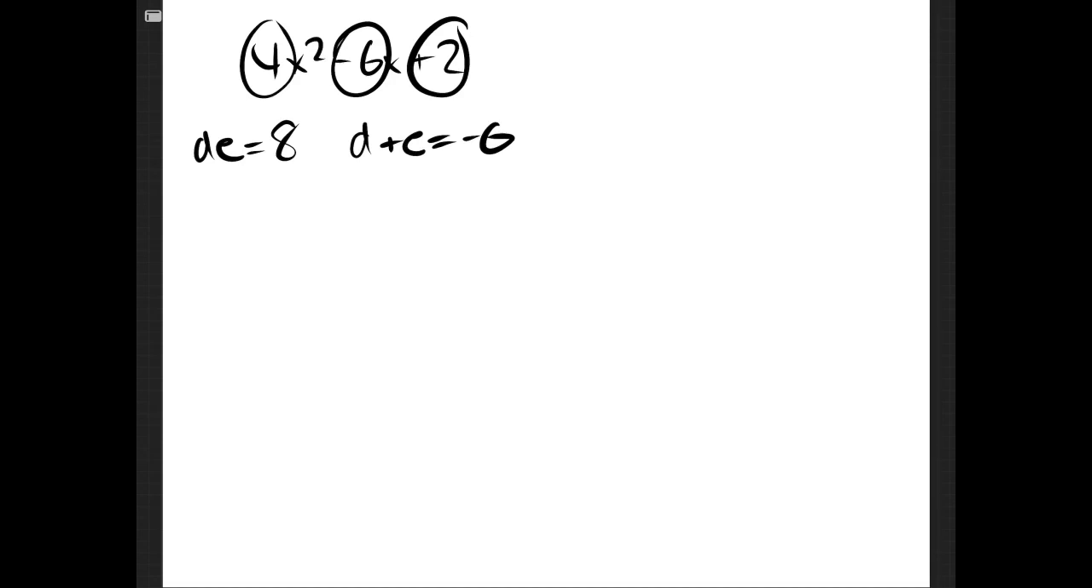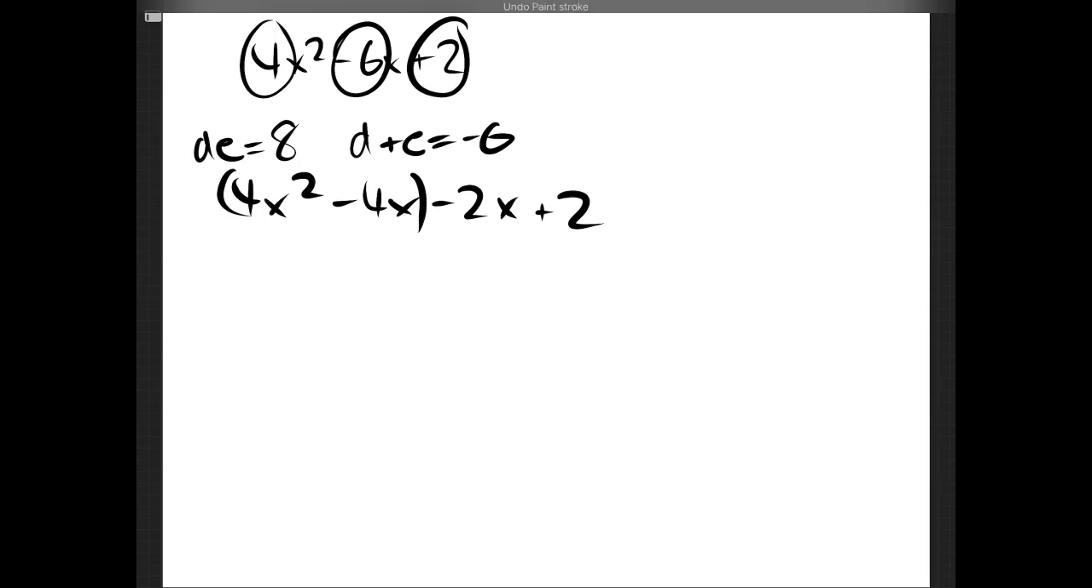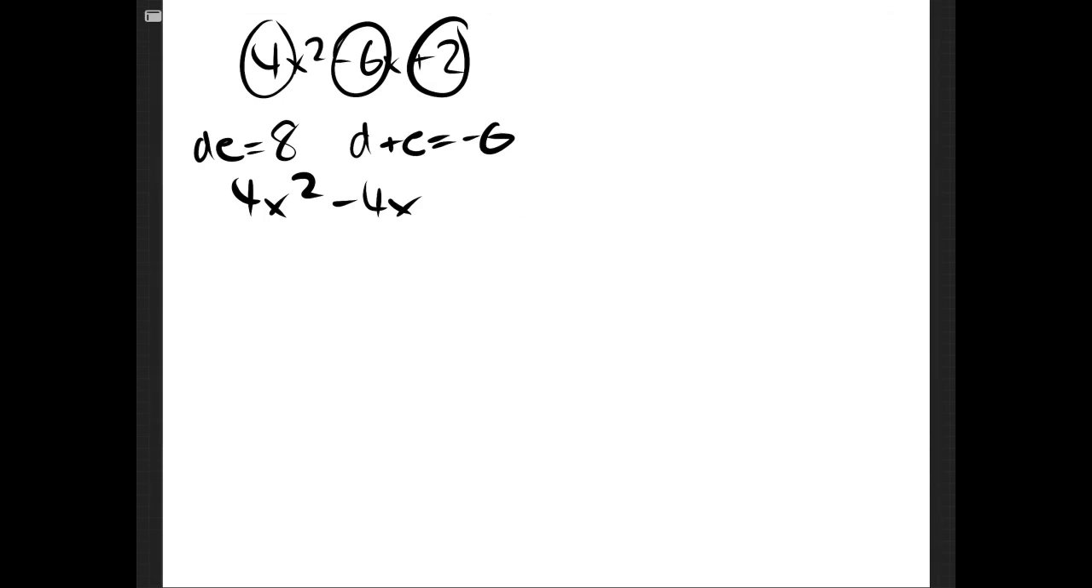So now what we have to do is group it. So 4x squared minus 4x minus 2x plus 2. And then put the parentheses in, and no, not like that. If you want to put parentheses for this one, you could do something like plus negative 2x plus 2, and then do that. Okay.